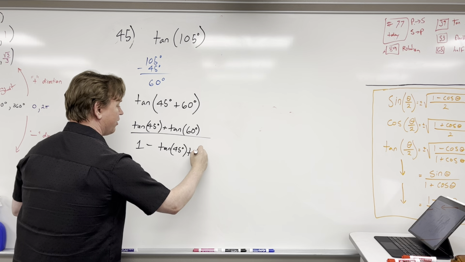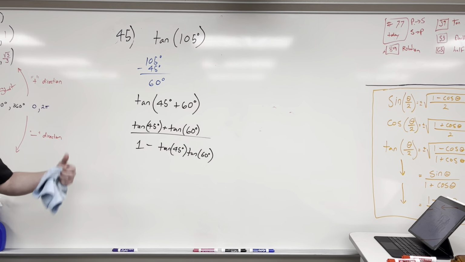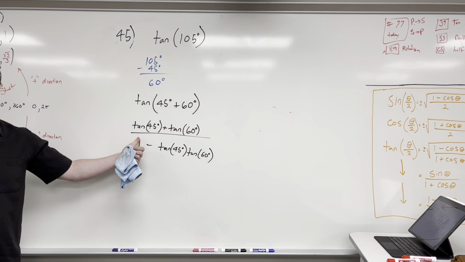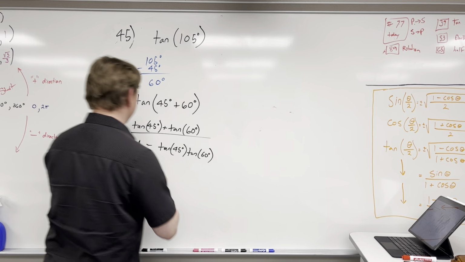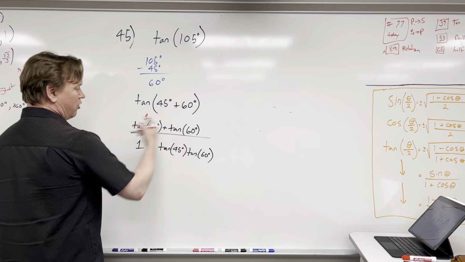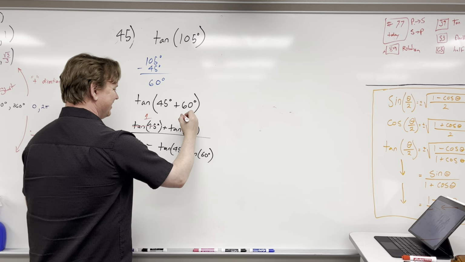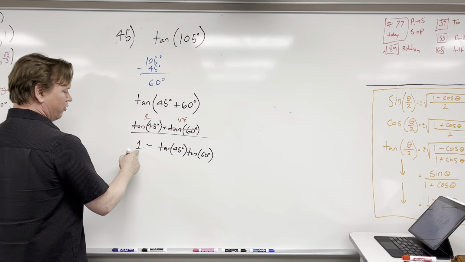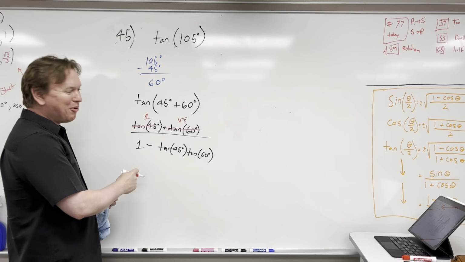Right, okay. And then, in what I just wrote in red, now it's memory work. What is tangent of 45? 1. Boom, I'm going to cross that out. Okay, what's tangent of 60? Square root of 3, we just did it. Okay, that's out right here. Okay, what's the 1 of 1? It's just 1.